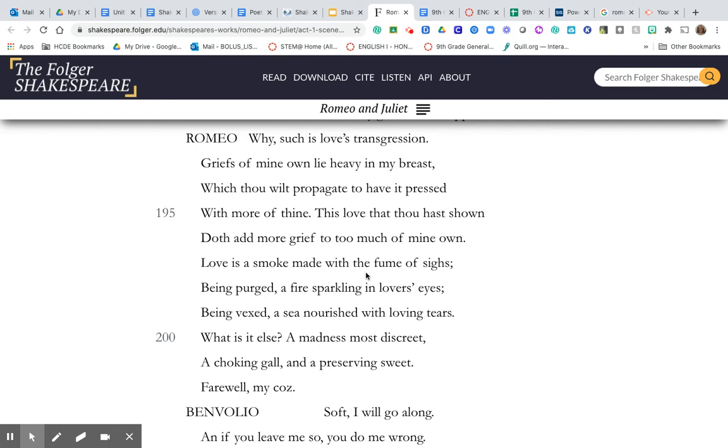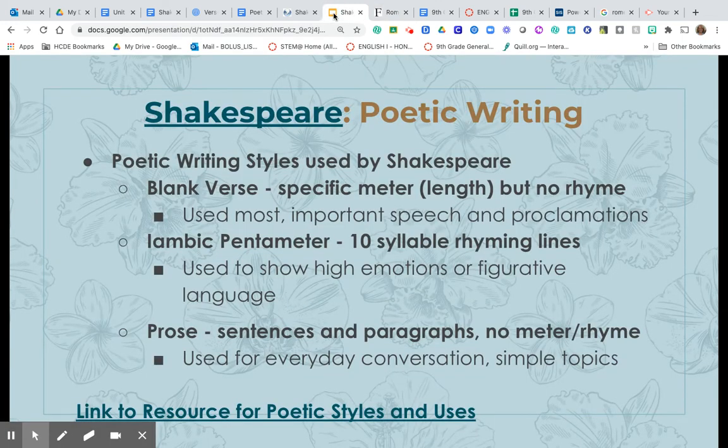"Griefs of mine own lie heavy in my breast, which thou wilt propagate to have it pressed with more of thine. This love that thou hast shown doth add more grief to too much of mine own." So we see breast and pressed, shown and own, sighs and eyes. These lines rhyme. Same 10 syllable lines, but the rhyming tells us that this is high emotion, really important information that we need to pay attention to in the play.